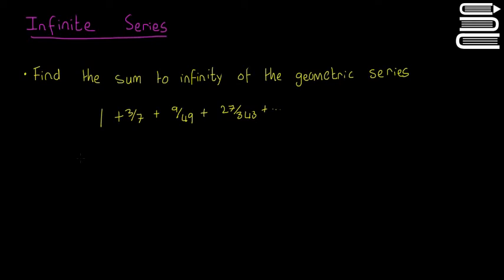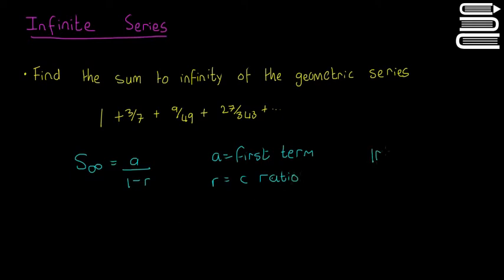Okay, so the sum to infinity of a geometric series, if you remember from the last video, is given by S of infinity is equal to a divided by 1 minus r, where a is going to be our first term, and r is the common ratio. But we can only use this when the absolute value of r is less than 1. So the common ratio is less than 1.